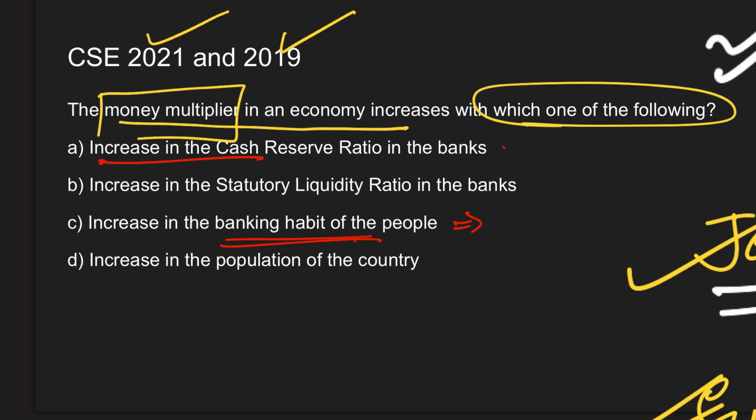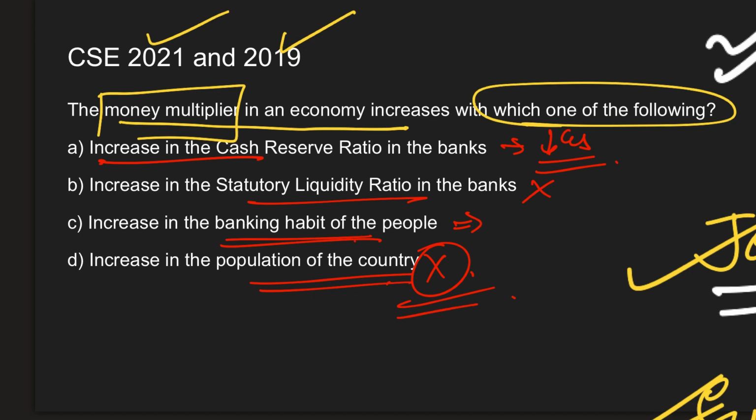Increase in the cash reserve ratio actually reduces the amount of loans that banks can give. So is an increase in the statutory liquidity ratio in the banks. Again, if you increase the ratio where banks should retain some amount without lending, it will not create more money, obviously. So again, this is also not an option, and the population of the country has got nothing to do with the money multiplier, as we have seen in the example.